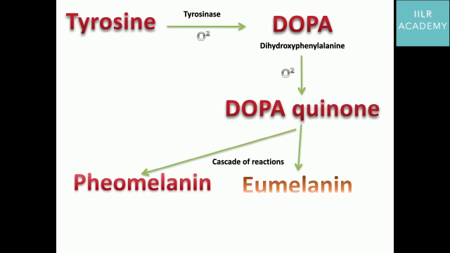Once tyrosine enters into the cell, it is acted upon by an enzyme called tyrosinase, and in the presence of oxygen it forms DOPA, or dihydroxyphenylalanine. This DOPA, again in the presence of oxygen, forms dopaquinone. Now this dopaquinone undergoes a cascade of reactions and it forms pheomelanin and eumelanin. You might notice that there is a difference in the color of pheomelanin and eumelanin. It is because eumelanin is more on the browner shade and pheomelanin is more on the redder shade.